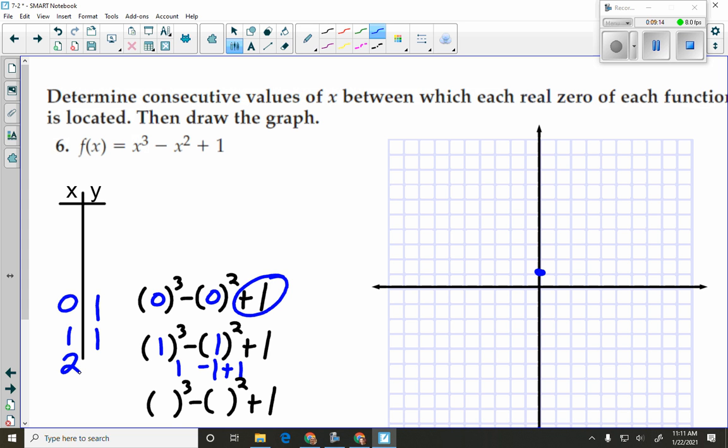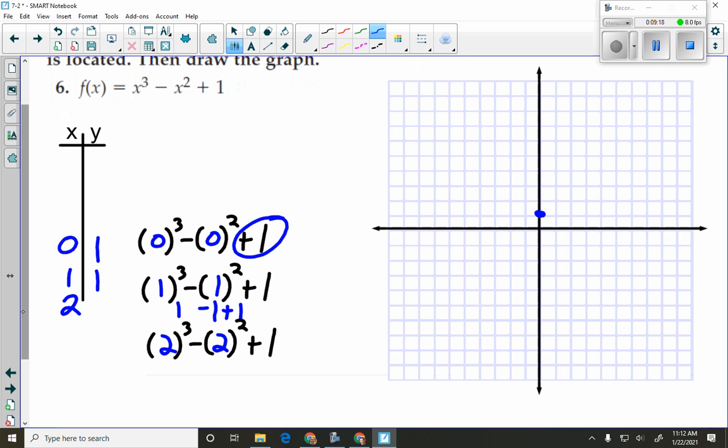Let's try a 2. 2 in the x spots. 2 cubed is an 8, minus 4 plus 1. We're looking at 5. All right, so the point 2, 5.